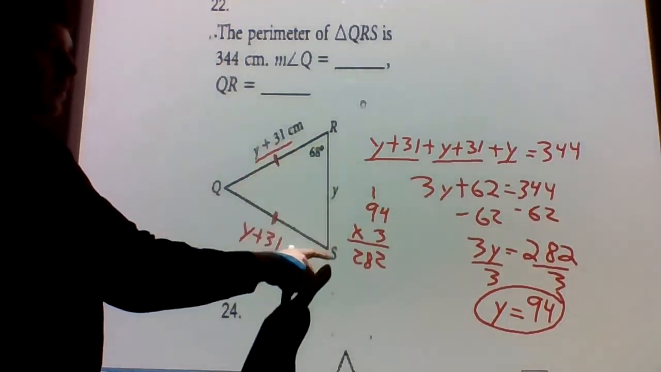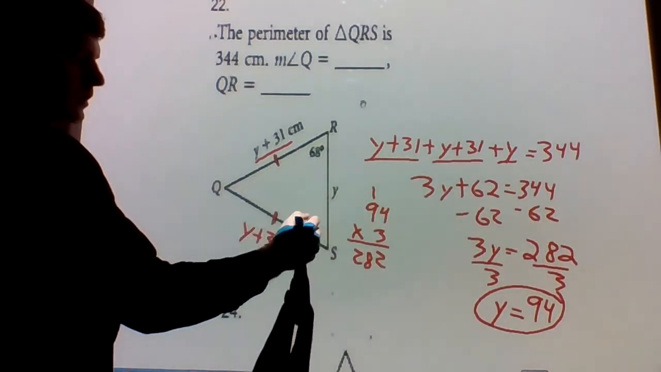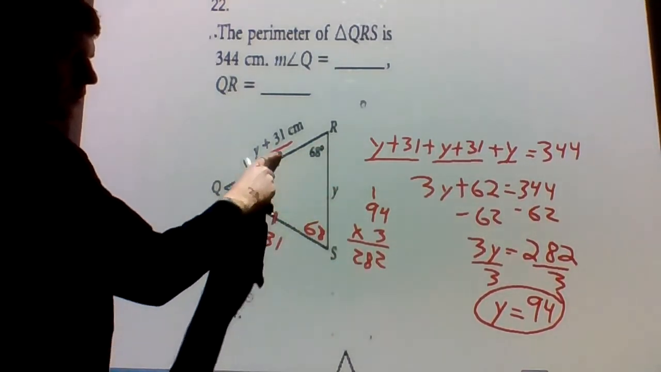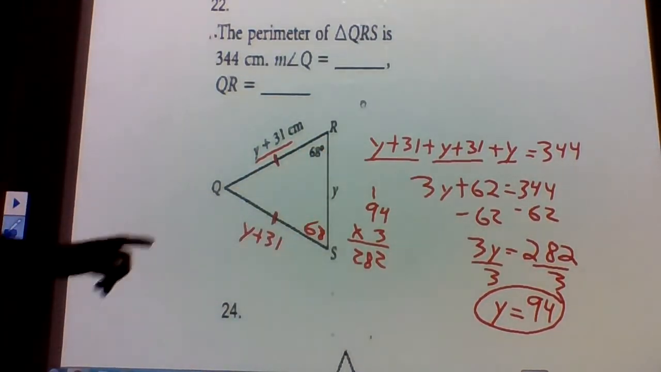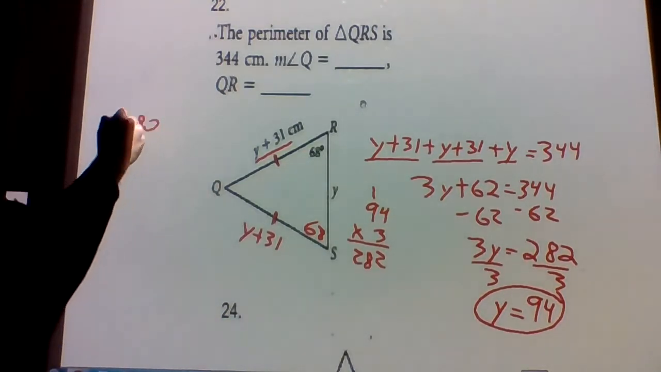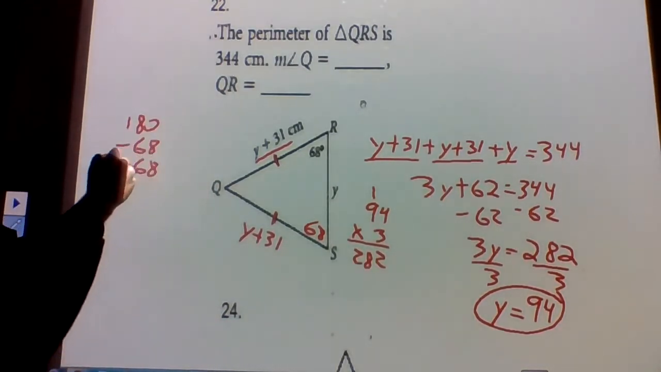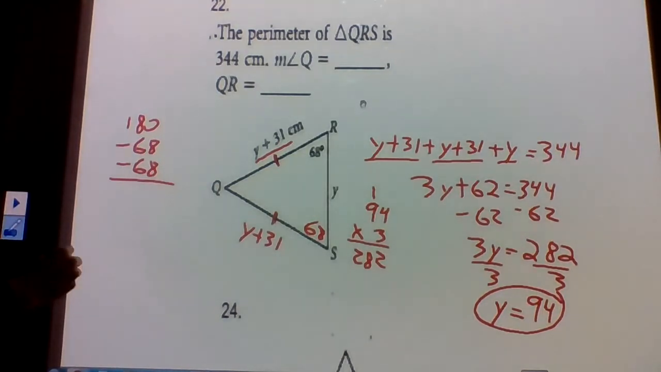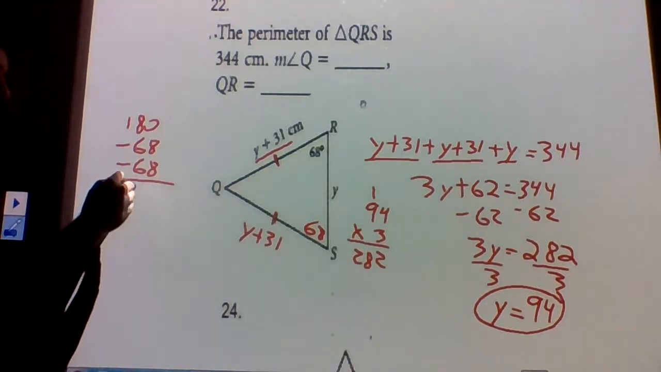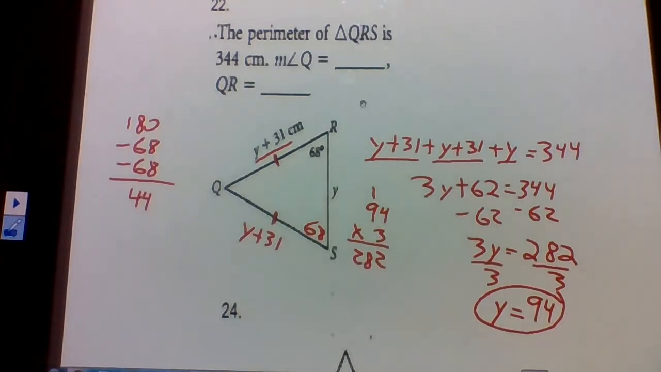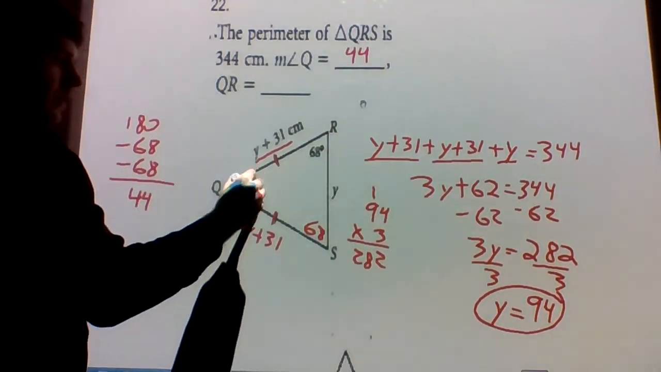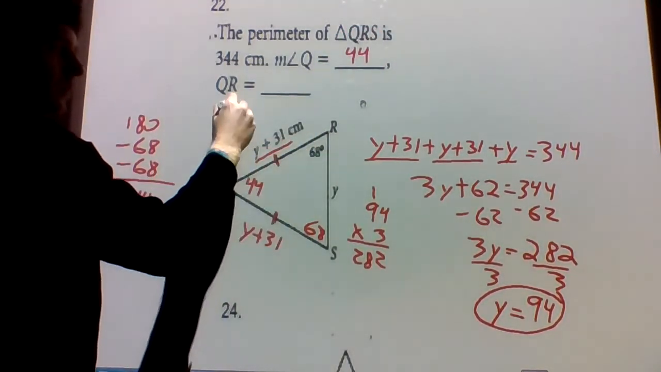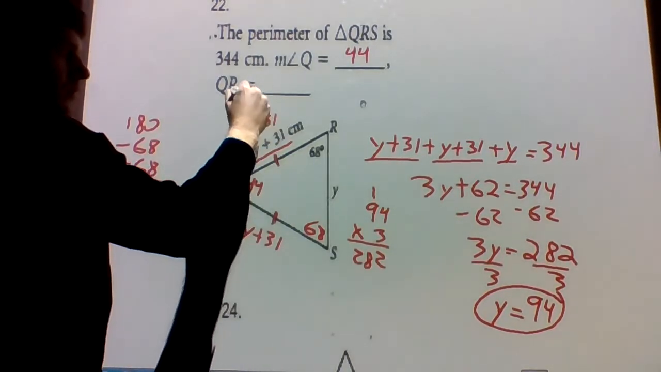Okay, so measure of angle Q, right? So S was going to be 68, right? Because here's our two congruent sides, so our base angles are congruent, right? So we can do 180 minus 68 minus 68 is going to give us 44, right? Yep, 44. Okay, and then QR is going to be 94 plus 31, which is 125.